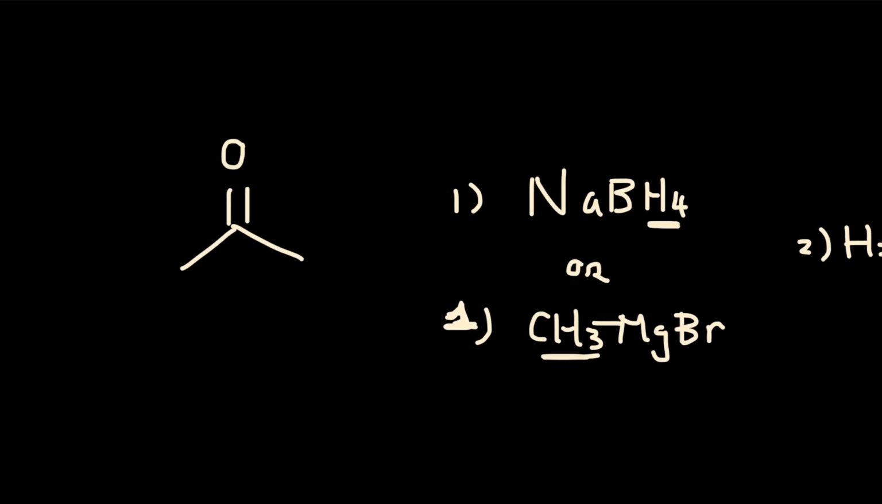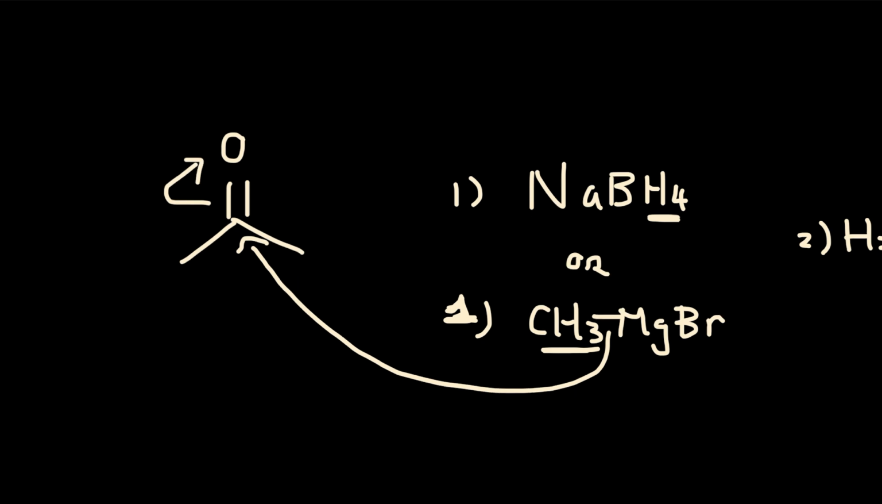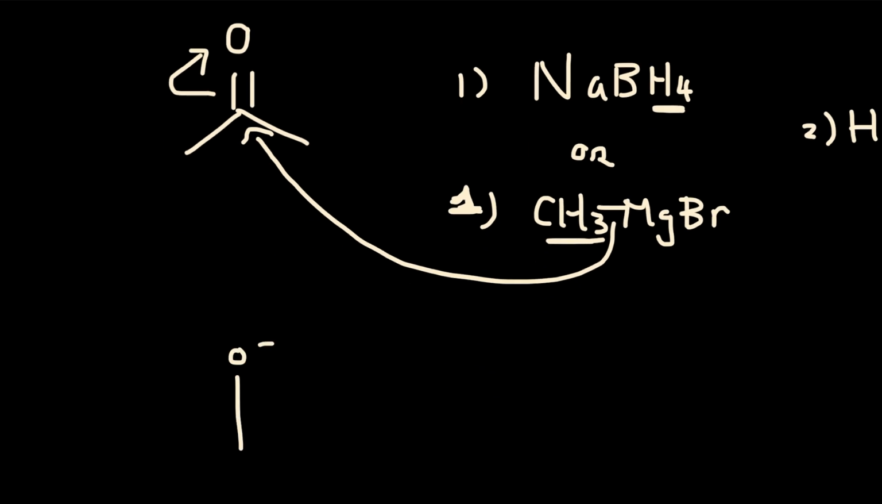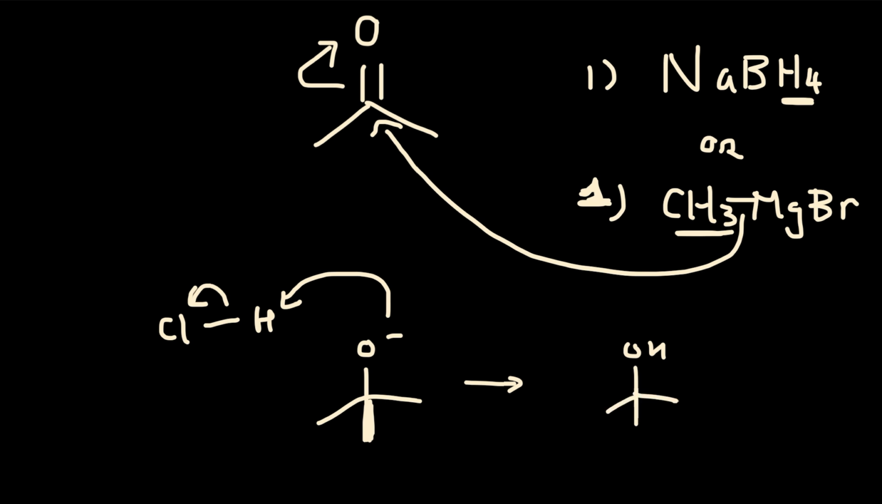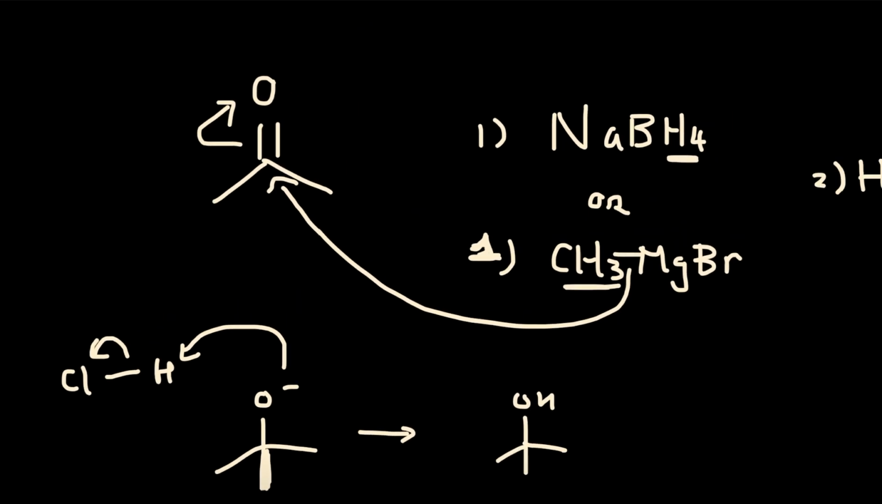So this will attack the area of positive electron density. That will give you an intermediate alkoxide, and this is the methyl from our Grignard reagent. Then this will attack the acid's hydrogen to become protonated, and that is the product. Whereas here, hydride would be the nucleophile.